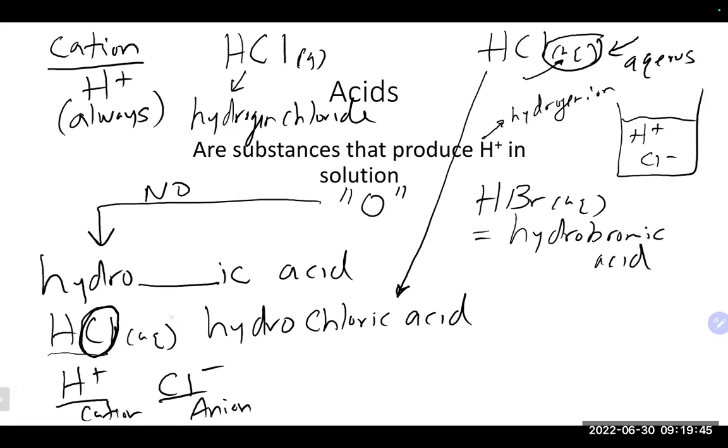So AQ should be written next to the formulas for acids, and that tells you that it is an acid. So when you write formulas for acids, you should put the aqueous next to it, the AQ.